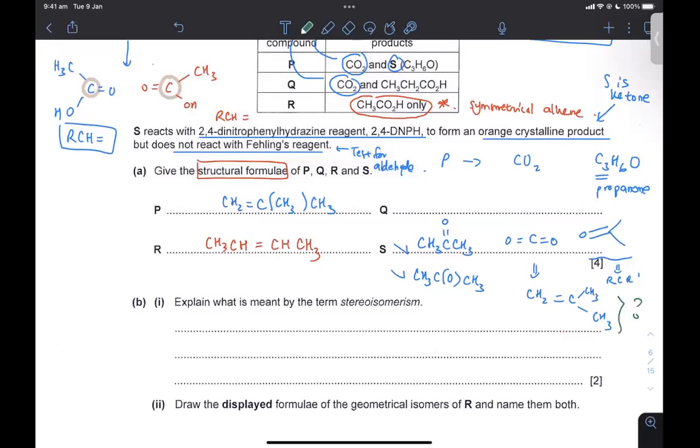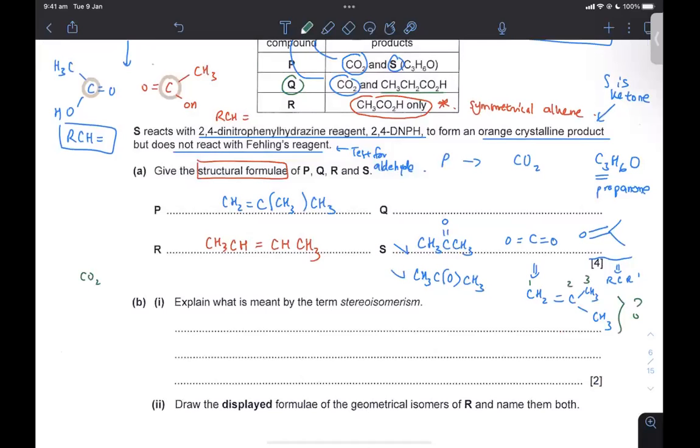Methylpropene. Methylpropene is correct. So I could do 1, 2, 3 like that. So my double bond will have 1. So technically it's 2-methylpropene. It's not just methylpropene, it's 2-methylpropene, but that's perfectly fine. So Q, on the other hand, Q will give me CO2 and a 3-carbon carboxylic acid.